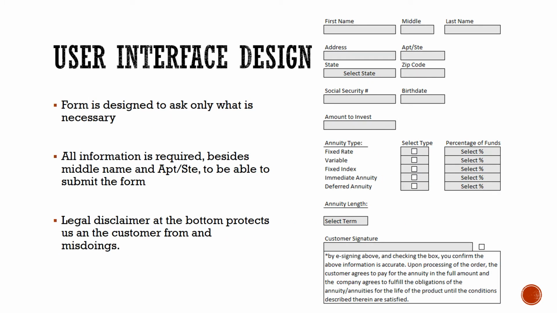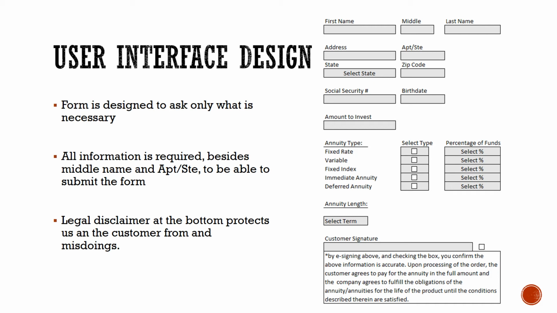So this is just a quick example of the form. As you can see, we have name, address, social security number, some free form fields for customers to fill in. We also have drop-down boxes for what state they live in and the percentage that they want to allot their funds to, as well as the term of the annuity that they're looking for.